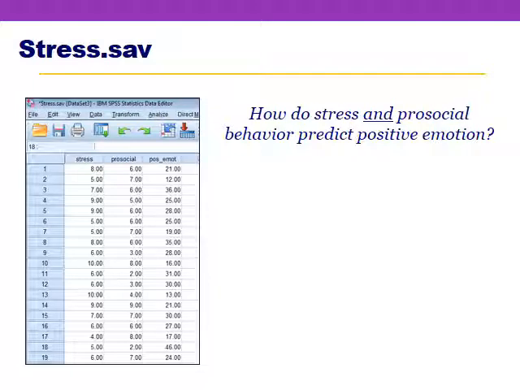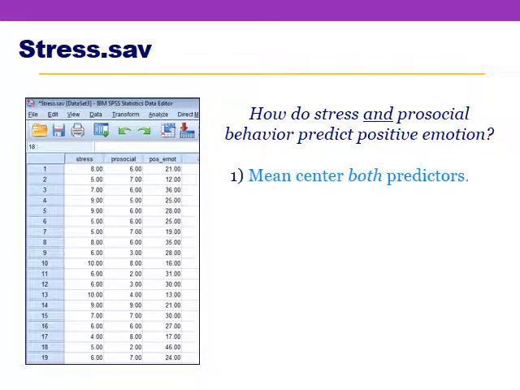So here's what the example looks like. We're going to use the data file stress.sav. For each participant in this study, we have 3 scores. We have their stress score, we have the number of prosocial behaviors they have performed, and we have our outcome, which is positive emotions.